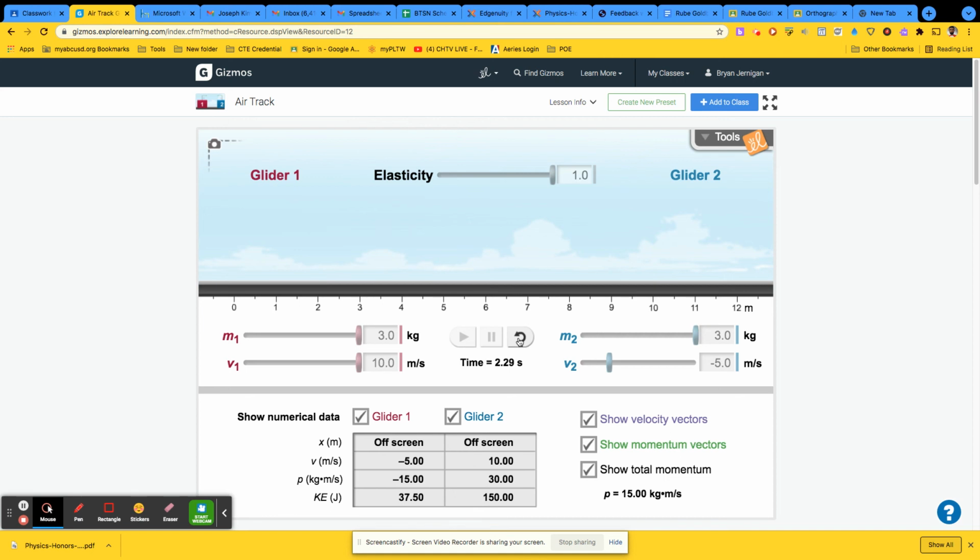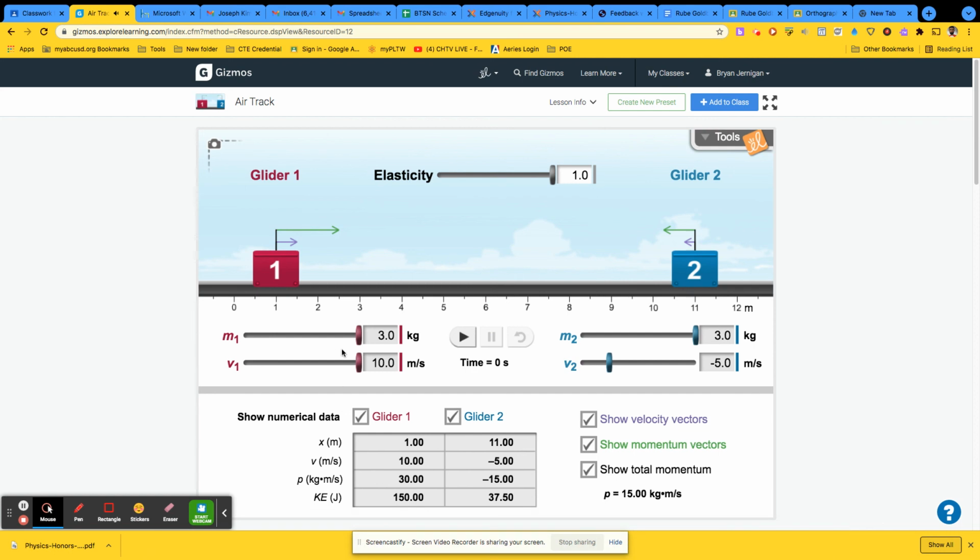Okay, one more time. When these two collide, notice that all that happens, because there's zero loss in kinetic energy, is that the kinetic energy of one is transferred to the other, and the kinetic energy of the other is transferred to the first. The momentum remains constant. The total kinetic energy remains constant.